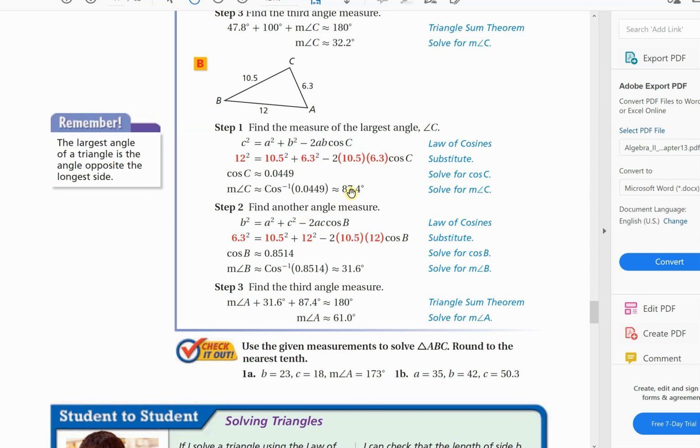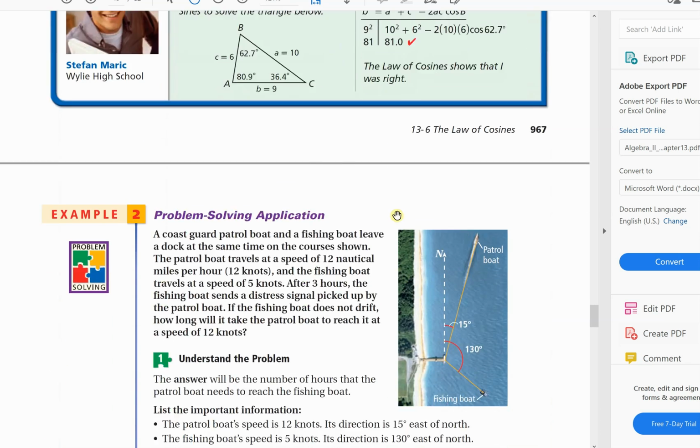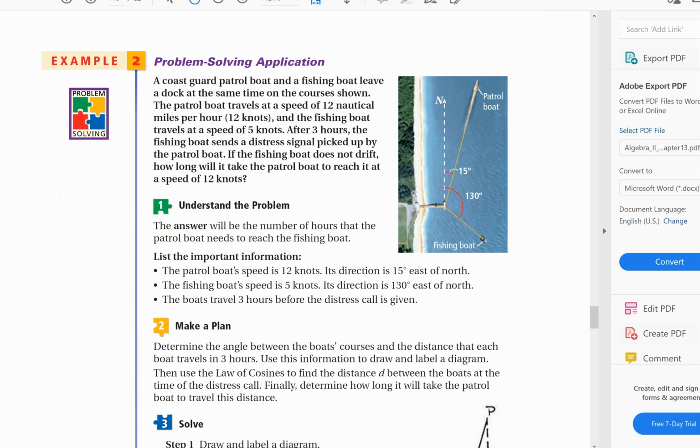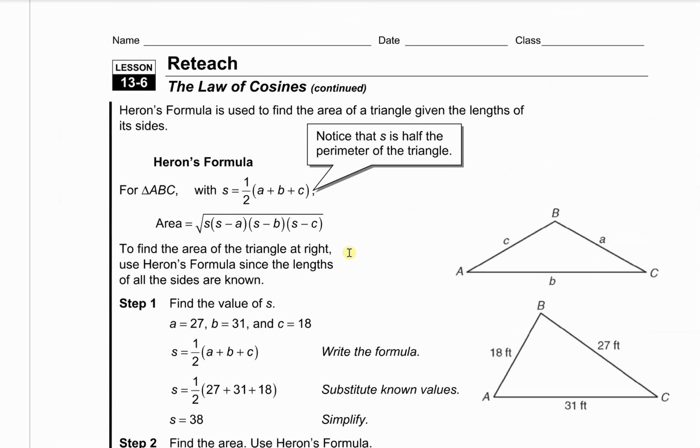So they find the measure of angle C is about 84.7, and then they use it again to find the measure of angle B. It's about 31.6, and then they subtract both of those from 180, and they get 61 degrees, approximately. So, let's go back to the note sheet here to see what else we can do.